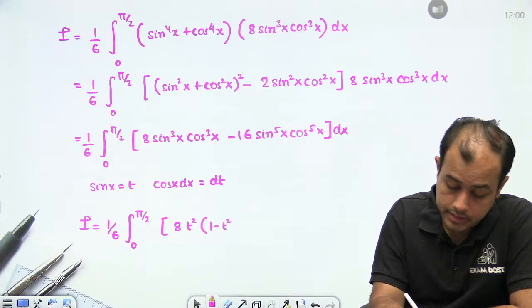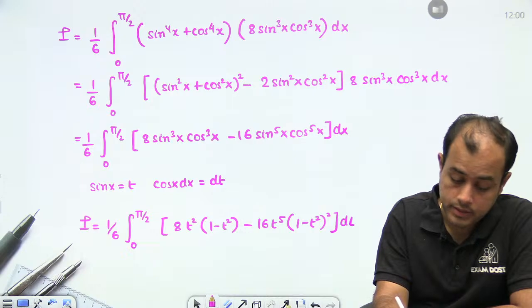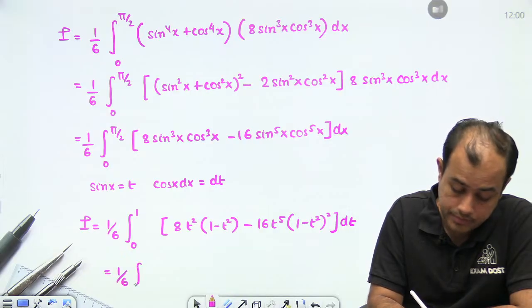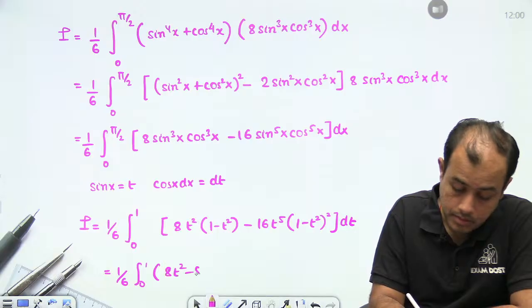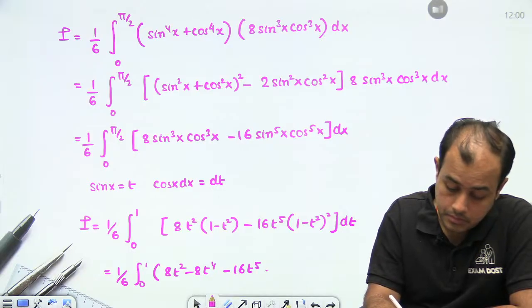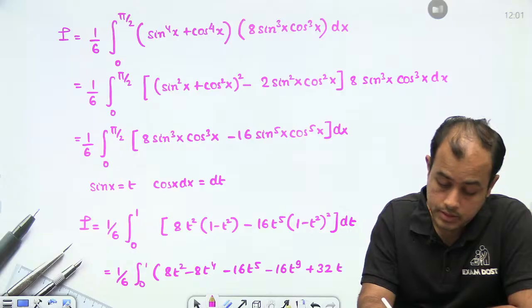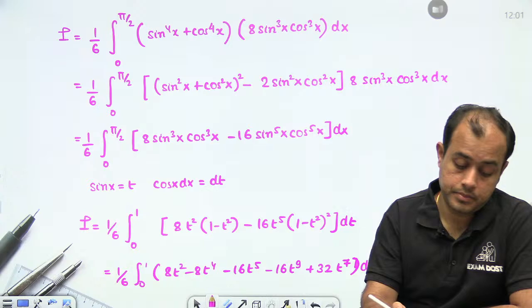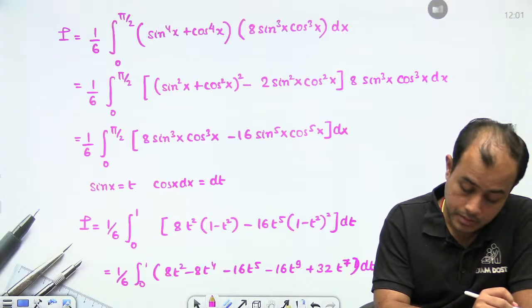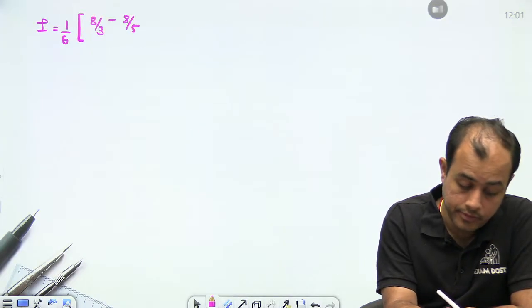कॉस स्क्वायर बचा 1 माइनस t स्क्वायर, 1 माइनस साइन स्क्वायर। कॉस 4 बचा 1 माइनस साइन स्क्वायर का स्क्वायर। एक कॉस x मैंने बाहर ले लिया। साइन में अगर x 0 से पाई बाय 2 जा रहा है तो साइन x 0 से 1 जाएगा। माइनस माइनस प्लस 32 t की पावर 7, 8t स्क्वायर, 8/3, 8 t की पावर 4, 8/5। ठीक आ रहा है?